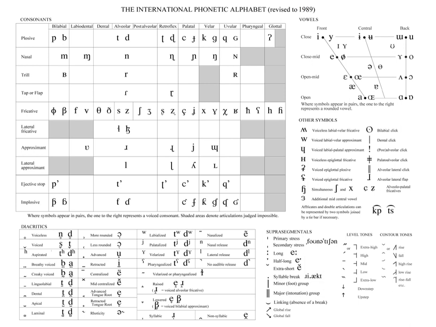1999 Handbook. The 1999 Handbook of the International Phonetic Association was the first book outlining the specifications of the alphabet in 50 years, superseding the 1949 Principles of the IPA. It consisted of just over 200 pages, four times as long as the Principles.